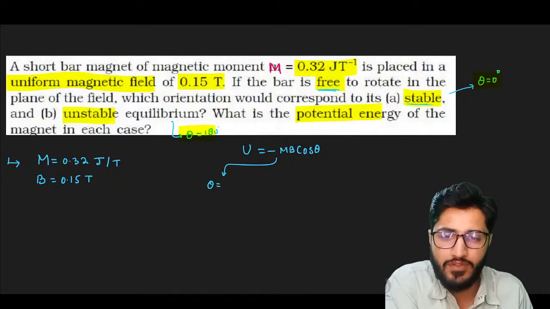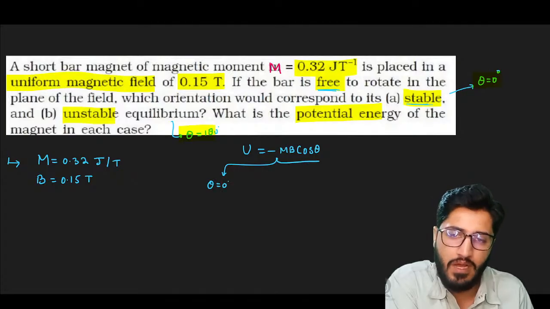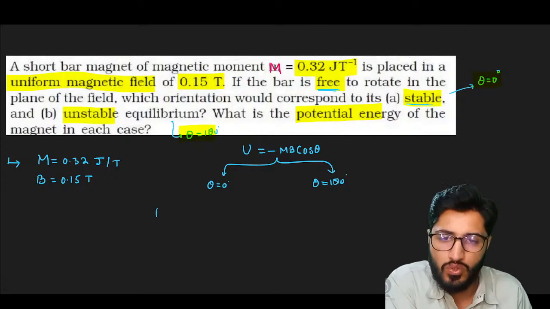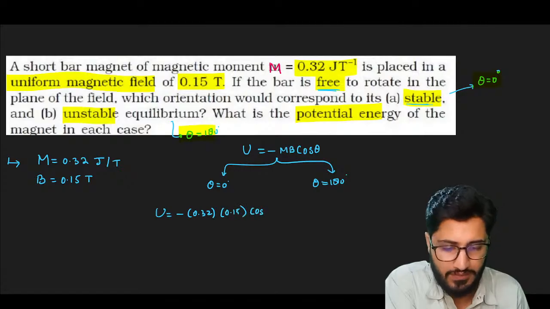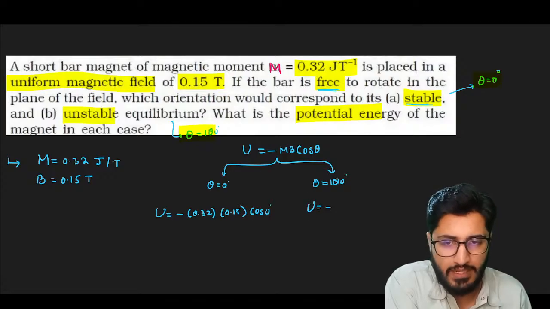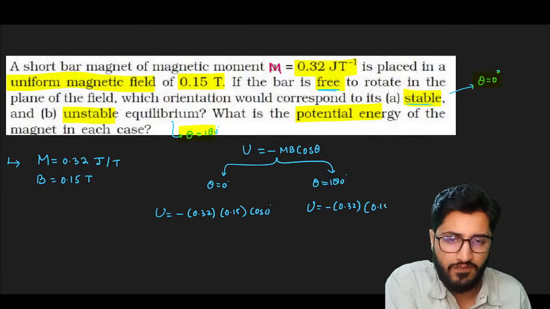In each case, the first simply indicates when my system is in stable equilibrium, that means when theta is 0 degree. Second part, when my system is at unstable equilibrium, that means when my theta is 180 degree. So my U came out to be minus M, M is 0.32, B is 0.15, and we have cos 0 degree. Second one, U came out to be minus 0.32, 0.15, cos 180 degree.